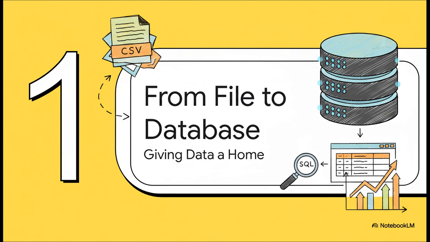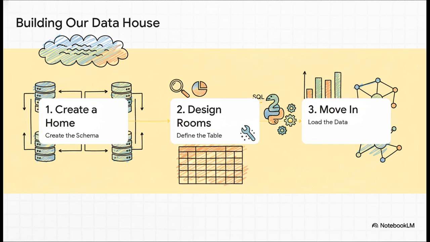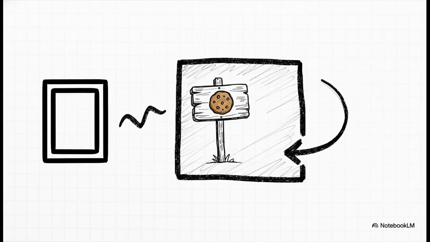Okay, first things first. We have to get this data out of a flimsy file and into a proper, structured home where we can really start to work with it. And that home is a database. You can think of this whole process like building a house for your data. First, you've got to buy the land and get the permits. That's creating a schema. Then you have to design the floor plan, the rooms. That's our table. And finally, you get to move everything in. That's loading the data.